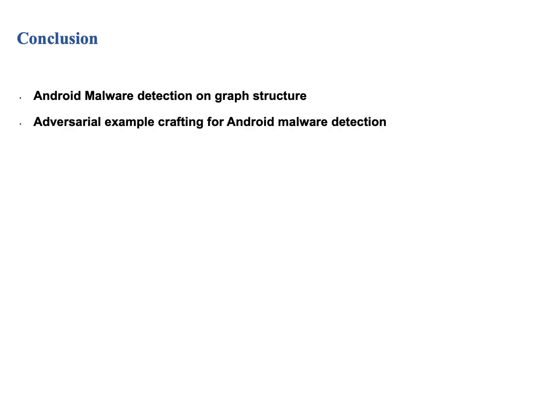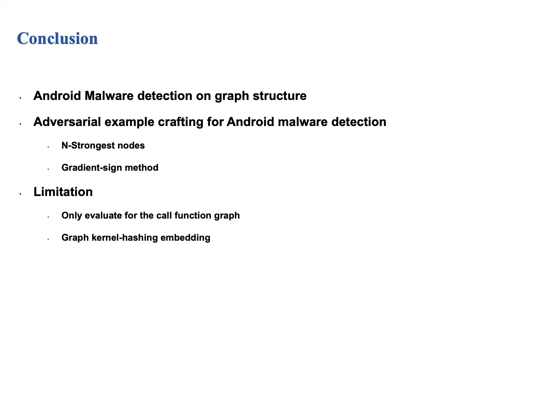As a conclusion, in our work we talk about a malware detection system and the adversary samples to invade this malware detection system with the strongest node way and also the gradient sum-based way. Our limitation is that we just evaluate the function call graph, and we just test the graph kernel hashing embedding. We didn't test anything else.